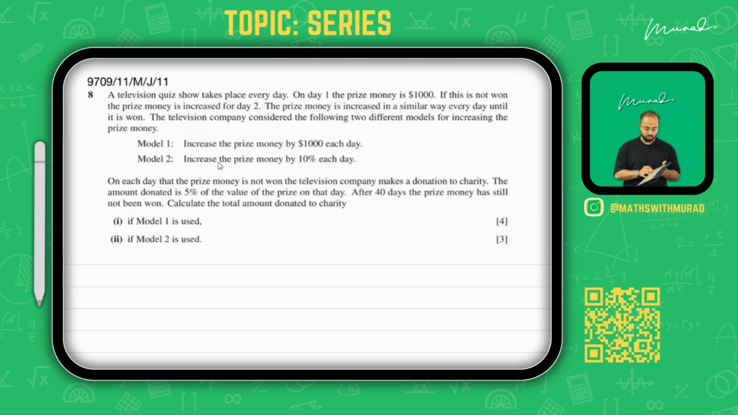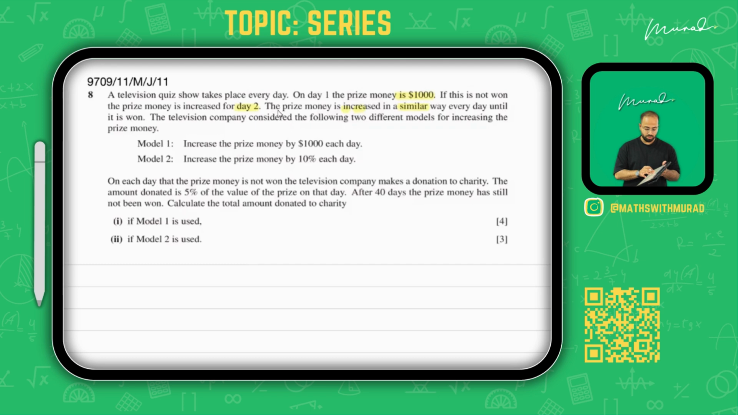They are saying a television quiz show takes place every day. On day one, the prize money is 1,000. So they are saying over here the prize money is basically equals to 1,000. When the prize money is not won, for day two, the prize money is increased in a similar way every day until it is won. The television company considered the following two different models for increasing the prize money.